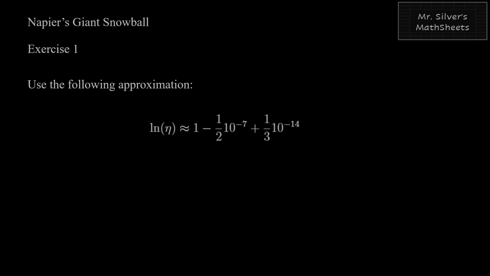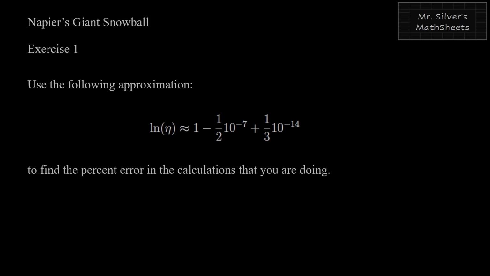It'll be clear when we do the example how to do it. And then we'll use the following approximation, which, point out, there's no way that John Napier would have known about this. We'll just use it to check our work. So let's go to the spreadsheet and see how to do these calculations and calculate the percent error.